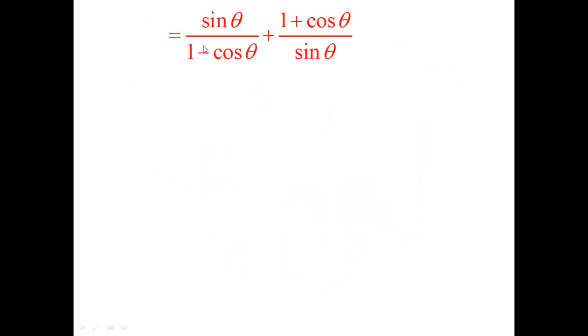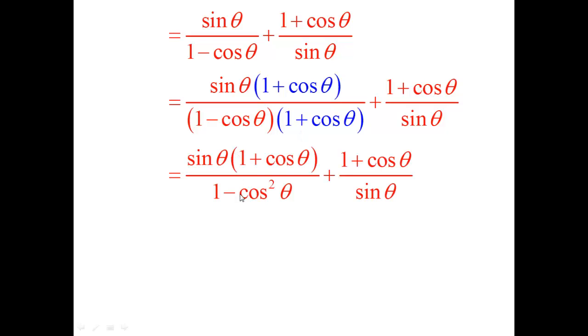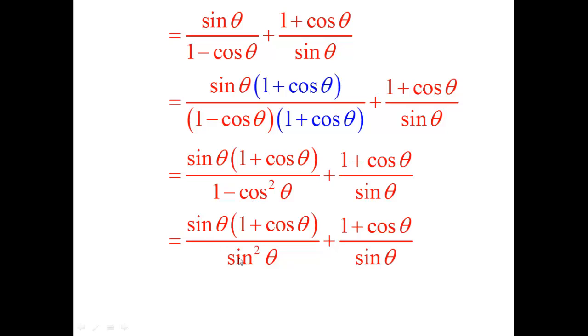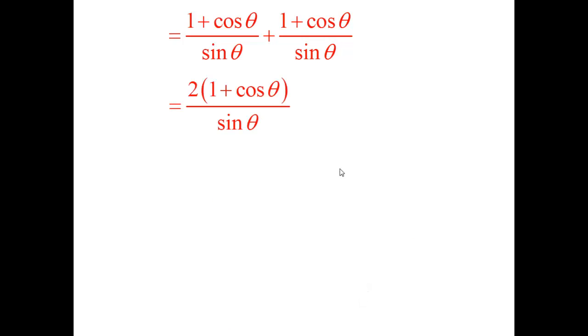So I'll take that sine over 1 minus cosine, multiplied by the conjugate, 1 plus cosine. That gives you a difference of squares on the bottom. Notice I'm not doing anything to that second term. It's just going to come all the way down. 1 minus cosine squared is sine squared. The sine cancels out. We're left with 1 plus cosine over sine. Add it together. 1 plus cosine over sine. Final answer, right-hand side. All right.